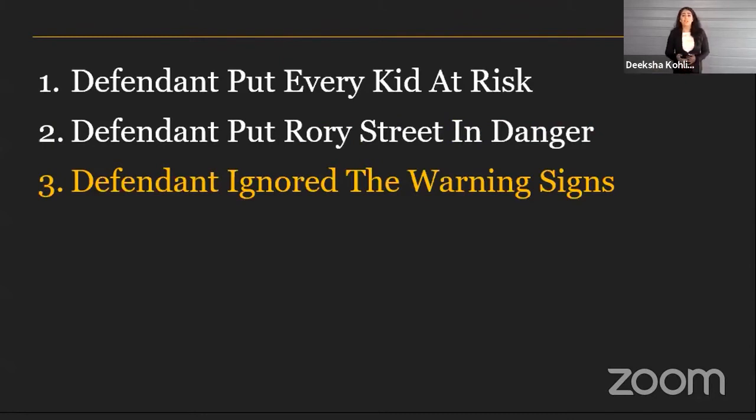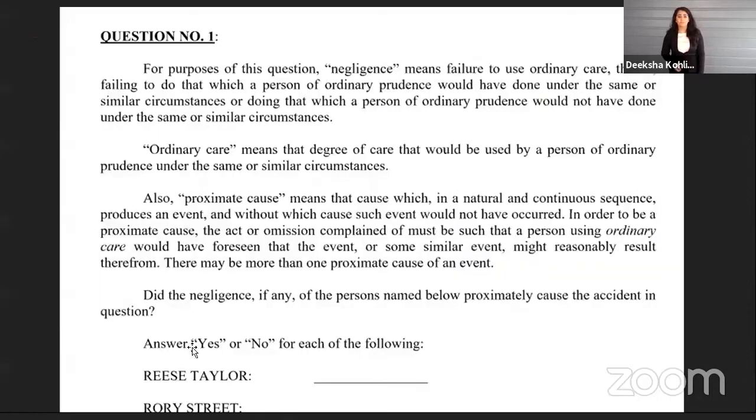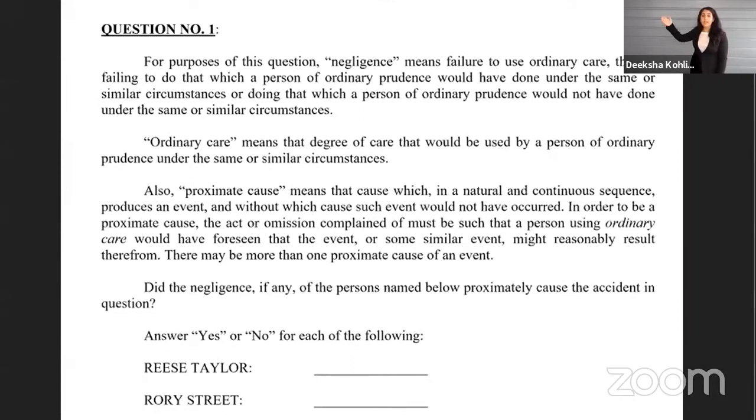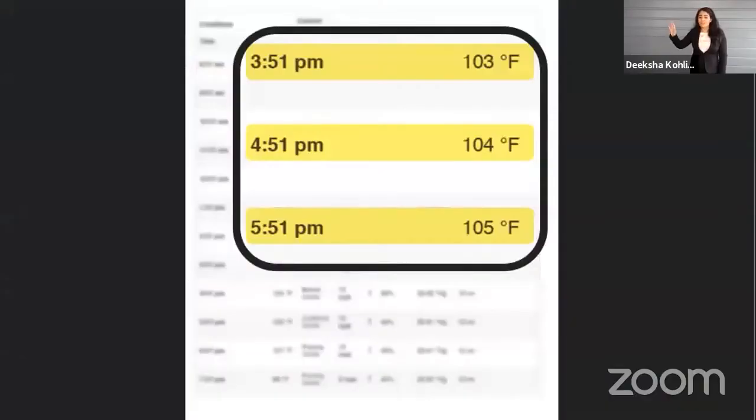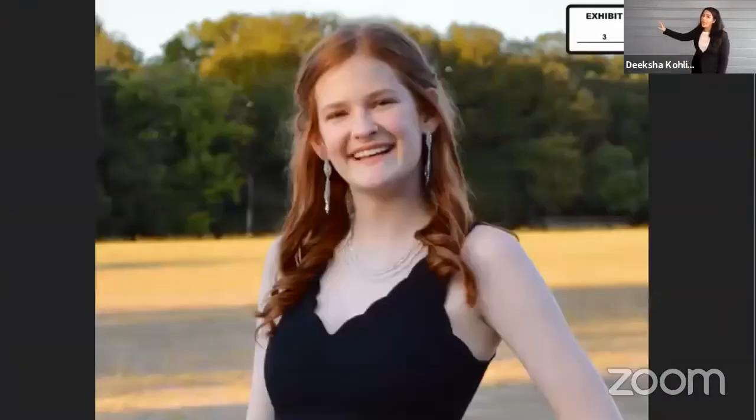Let's take a look at the verdict form. We had to prove negligence, lack of ordinary care. Ordinary care would be following the rules created by the High School Coaches Association. Ordinary care would be not doing Burma Road when it's 103 degrees out. Ordinary care would be protecting the kid who is struggling, not pummeling her.